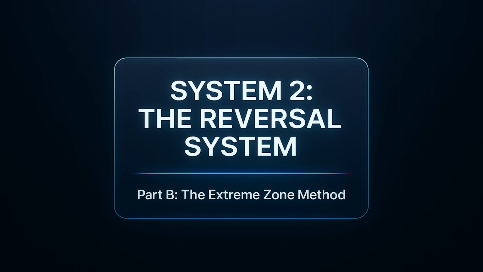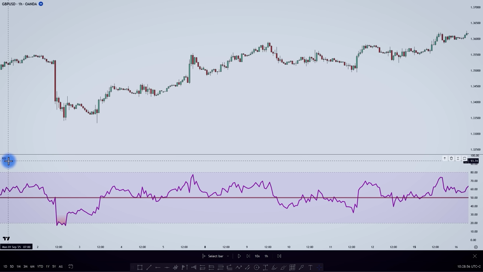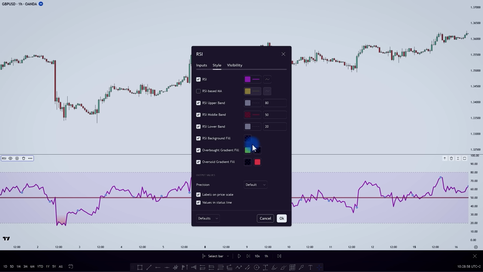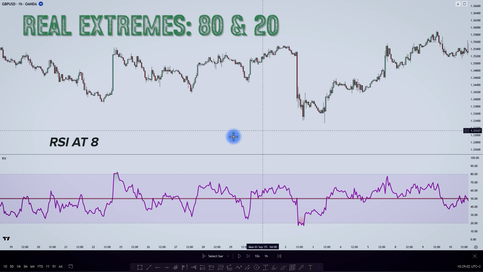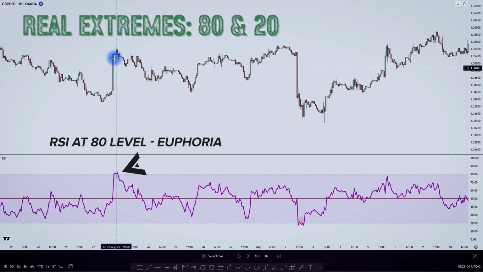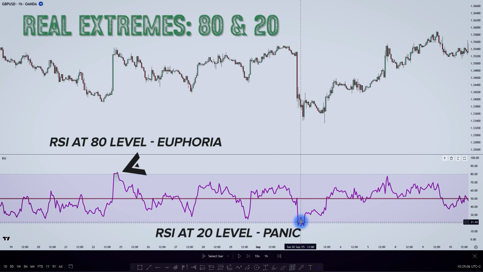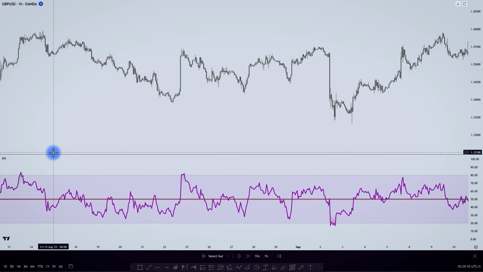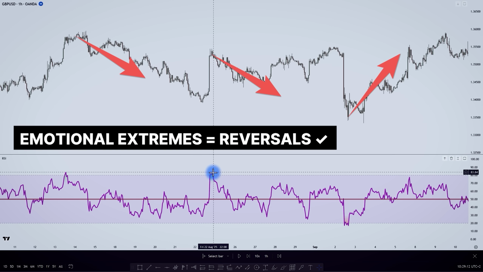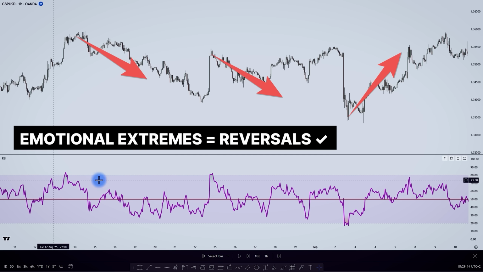That's where the extreme zones come in. Forget 70 and 30 levels. The real extremes are 80 and 20. When RSI hits 80, that's not just overbought, that's euphoria. When it hits 20, that's not just oversold, that's panic. These are emotional extremes where reversals actually happen.